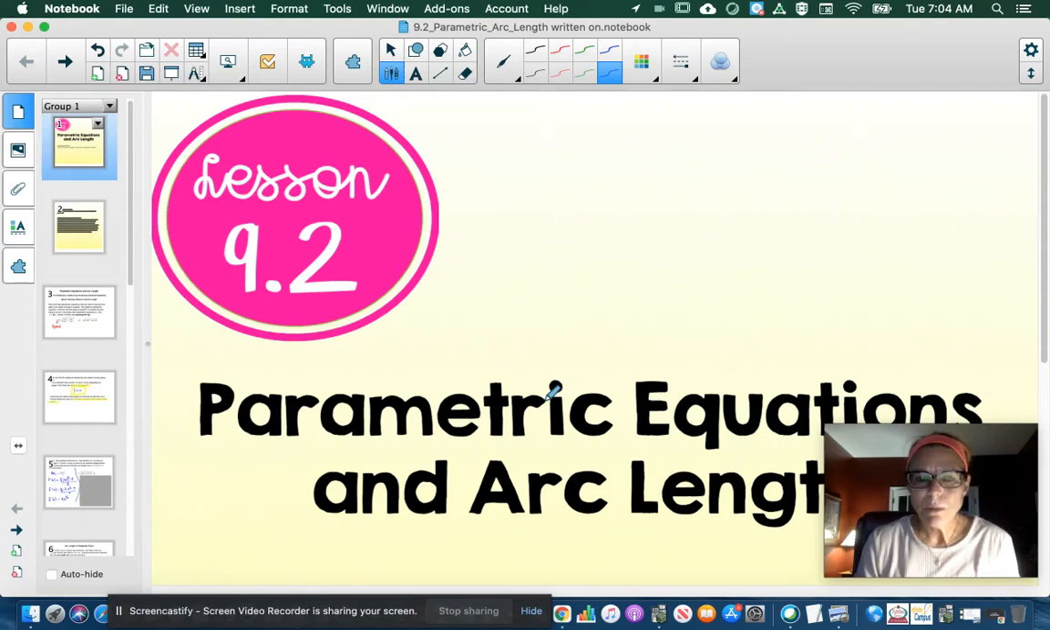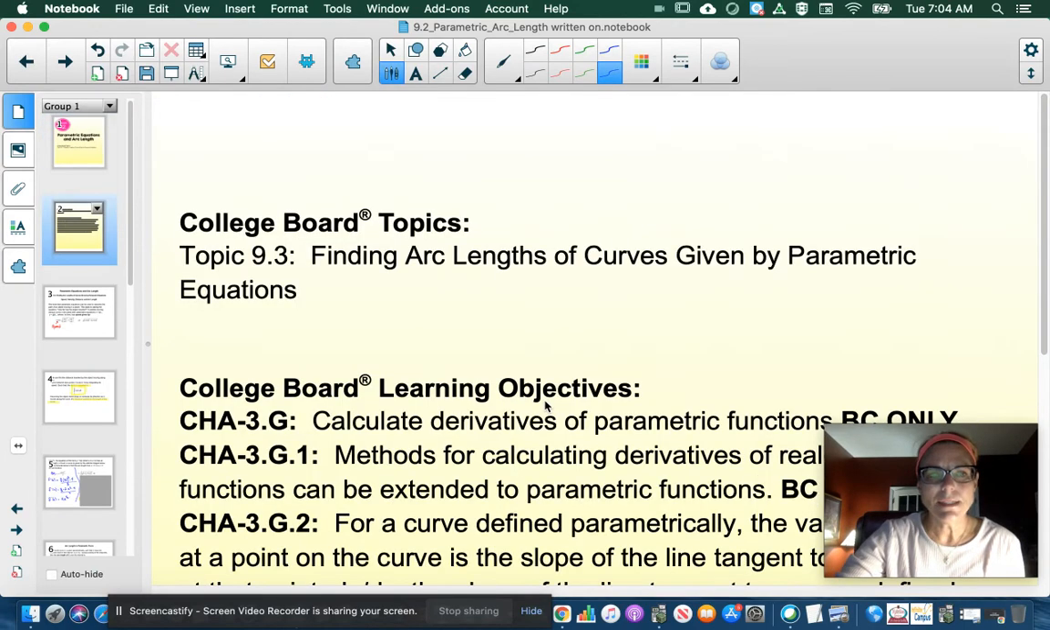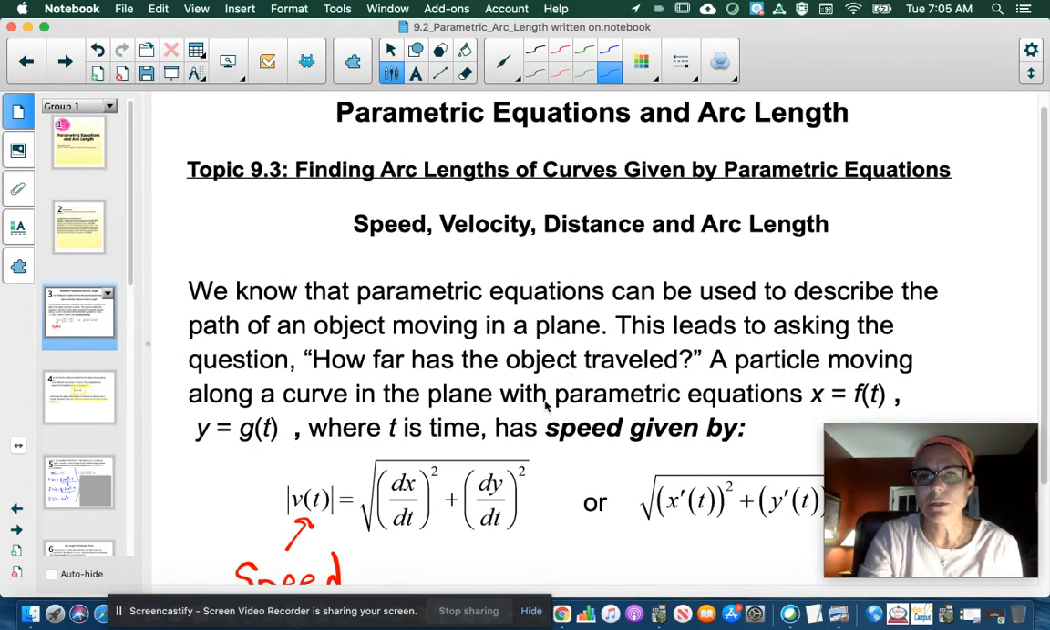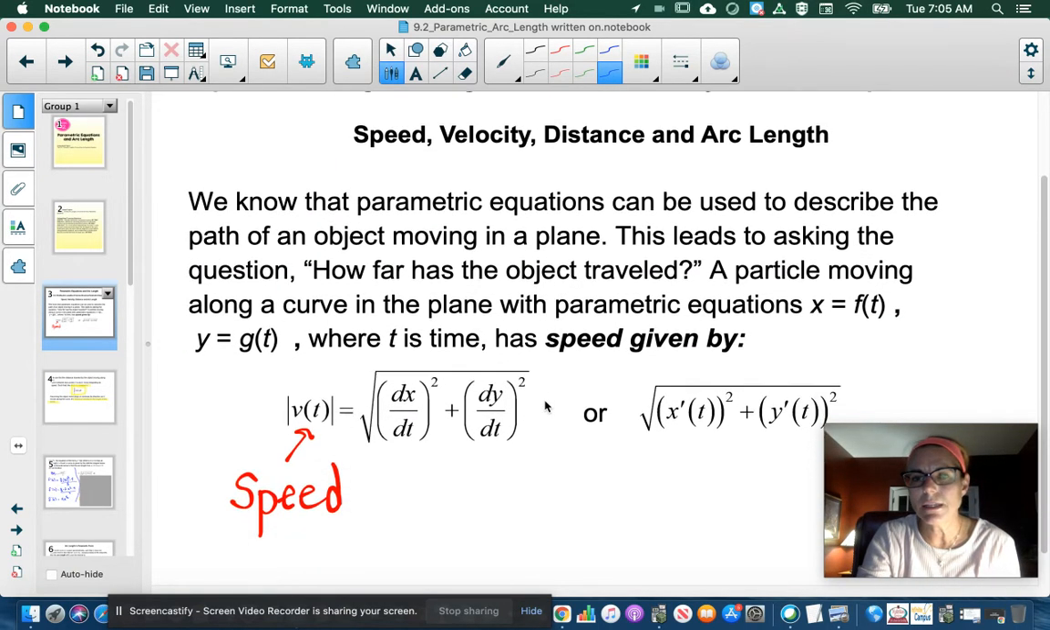Lesson 9.2, parametric equations and arc length. In this lesson, I wrote out every problem before I videoed because of all the lag and issues I was having while videoing myself writing. Parametric equations and arc length: finding arc lengths of curves given by parametric equations, speed, velocity, distance, and arc length.